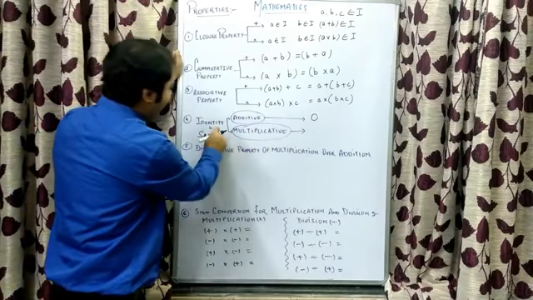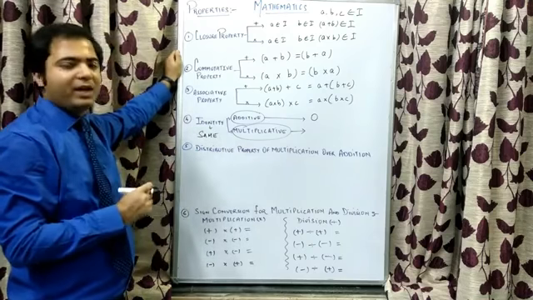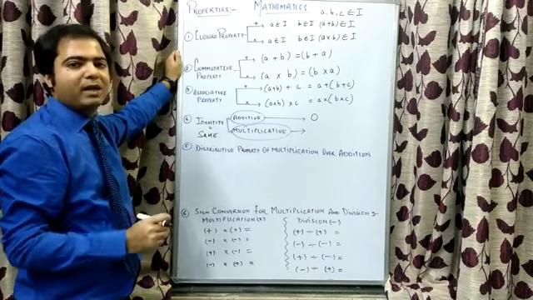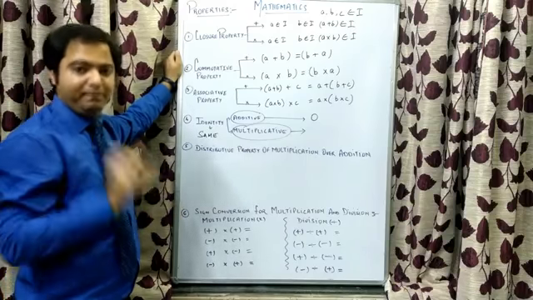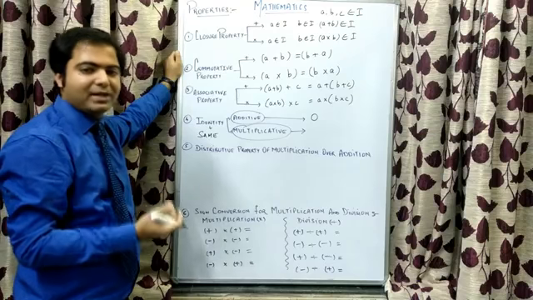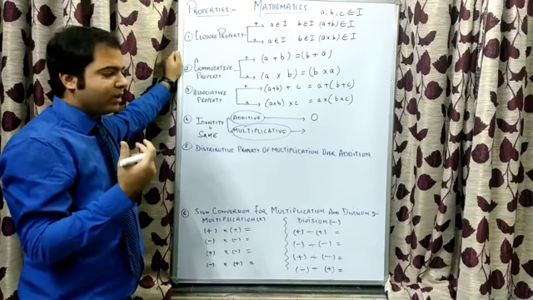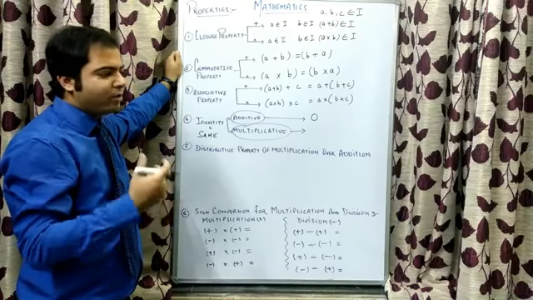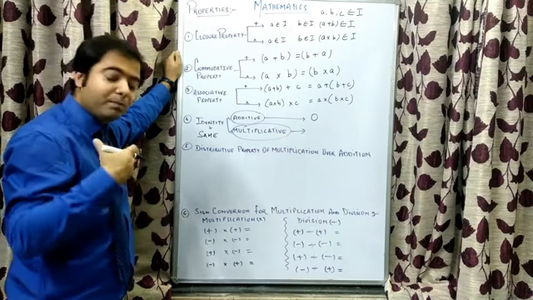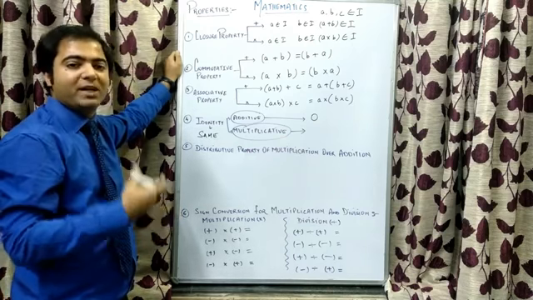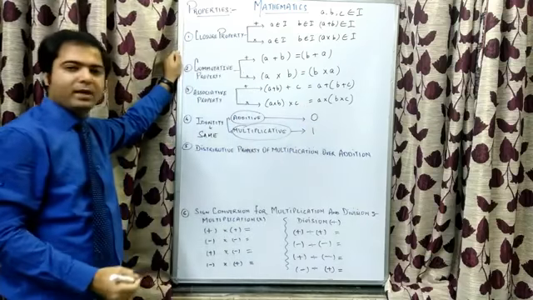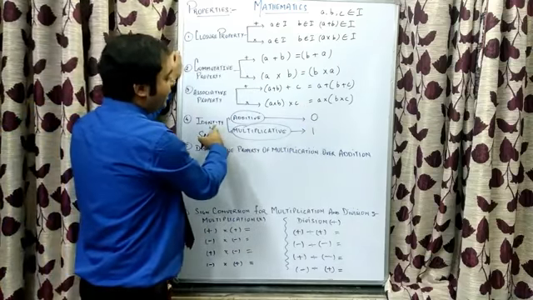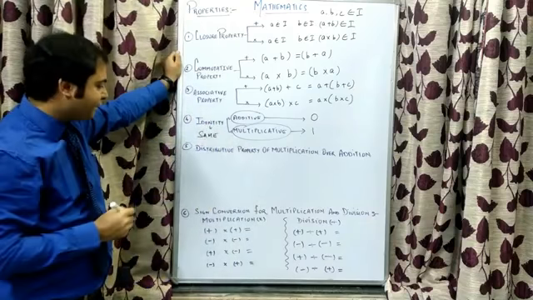Now multiplicative identity. Multiplicative identity says that what we should multiply to an integer so that the integer remains same. Same example we can take. Suppose we want 5 to remain 5 after multiplication. So what we should multiply to 5 so that 5 remains 5? We will multiply it by 1. So multiplicative identity of an integer is 1.